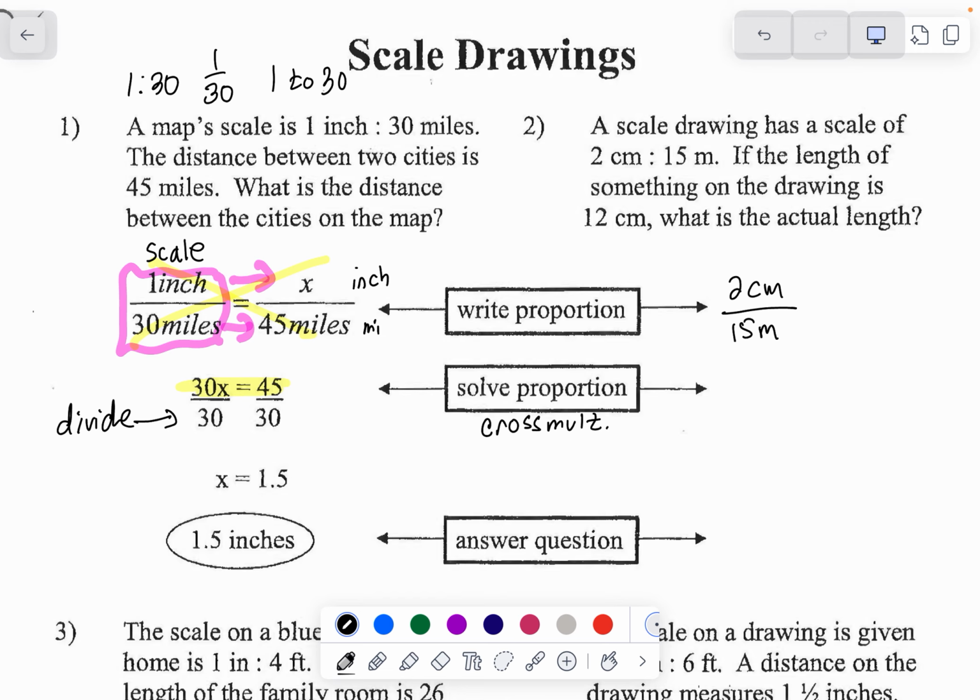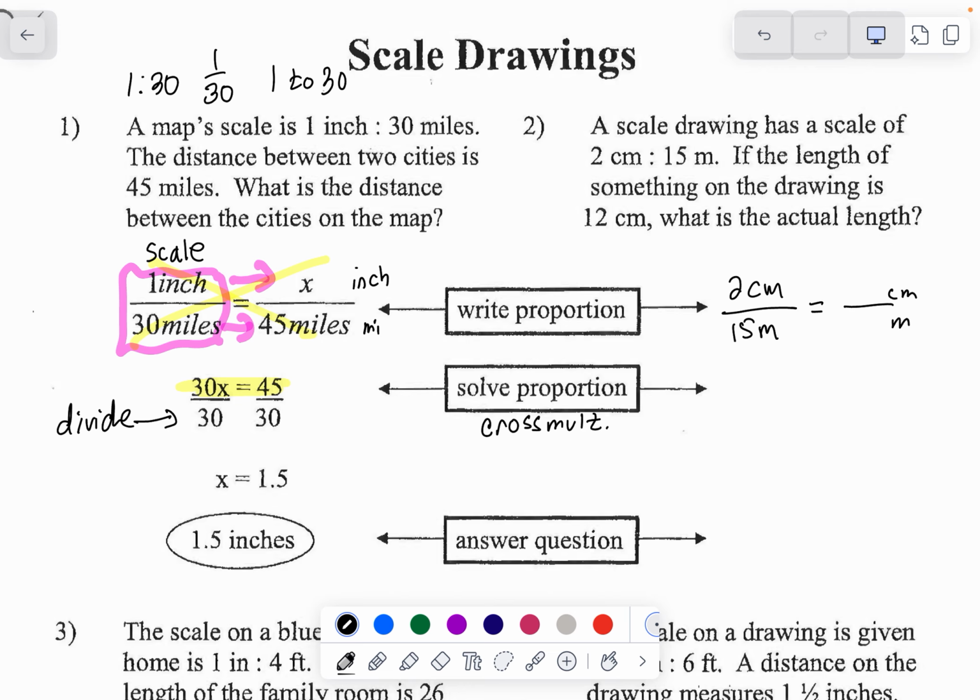Now you notice I put centimeters on top. I put meters on the bottom. So put your equals. Put your fraction bar. And then let's just put a little cm and m to remind us where we have to fill it in.